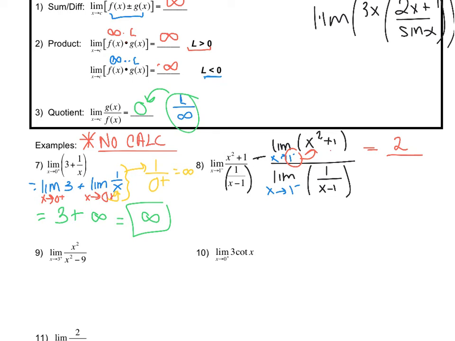Now let's look at the limit of the denominator, 1 over x minus 1. We know that this value of 1 is problematic in our denominator. That's because 1 minus 1 is 0.